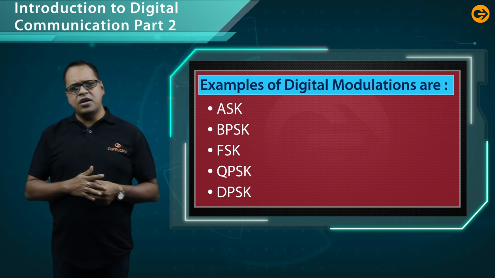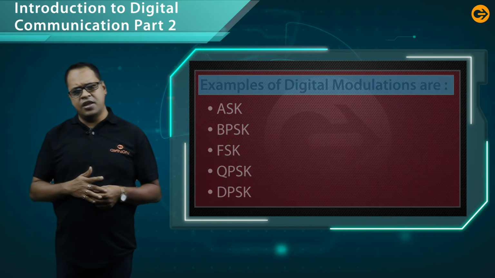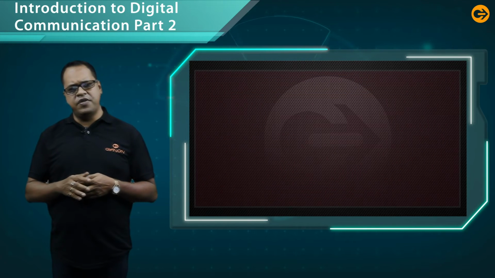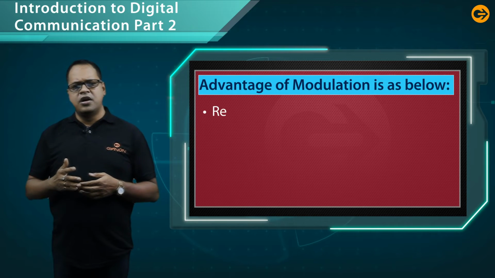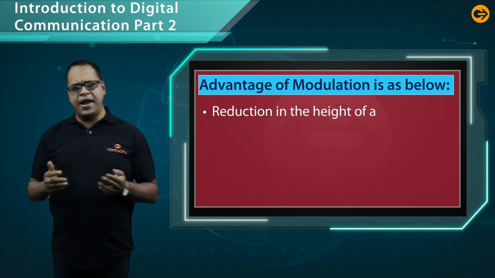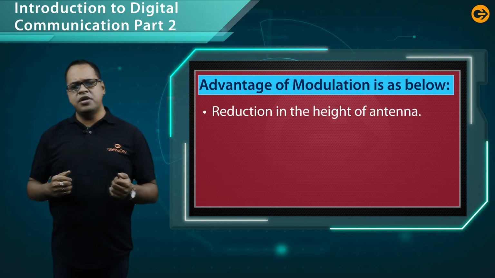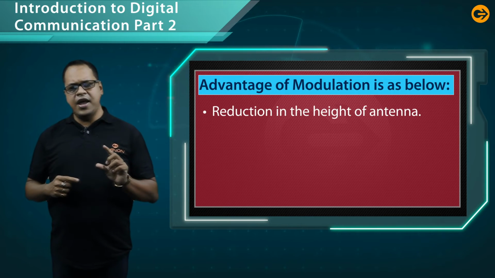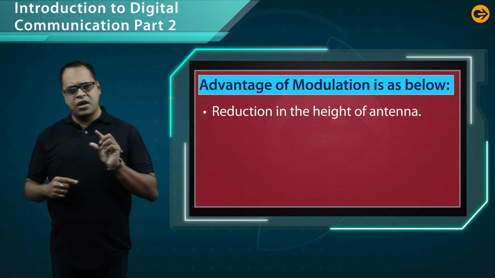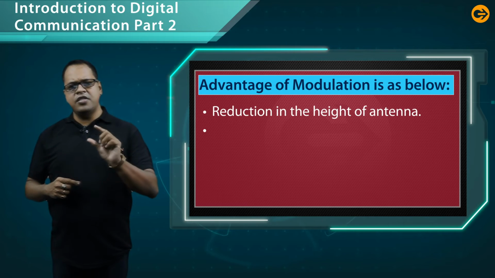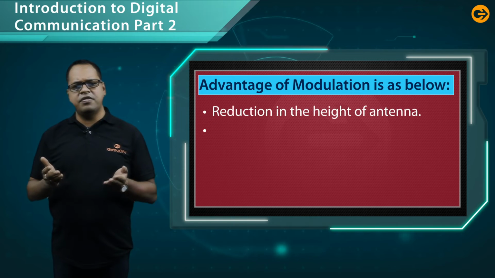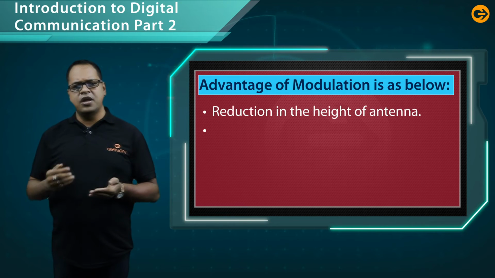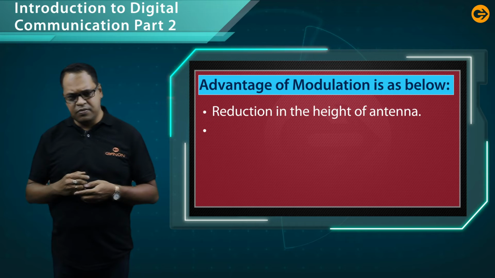Then what is the need of the modulation? Obviously, there are some advantages of the modulation. The advantage of the modulation is reduction in the height of the antenna. Whenever modulation is used, a lower height of the antenna is required. Now, obviously, the lower height is preferable because a mobile device or any kind of device is very small. That's why a lower height antenna is preferable.